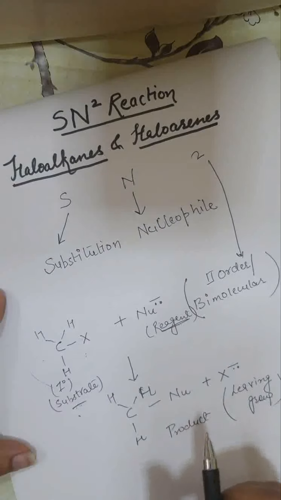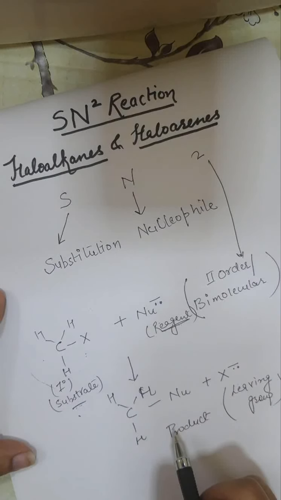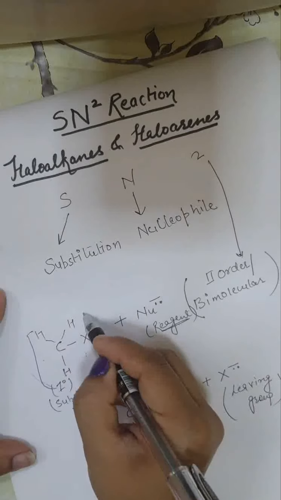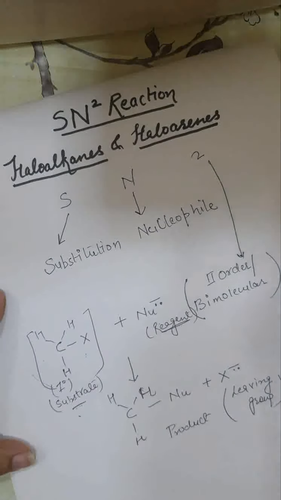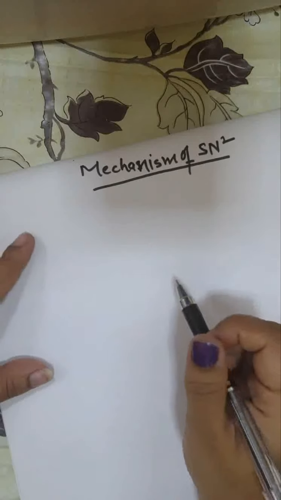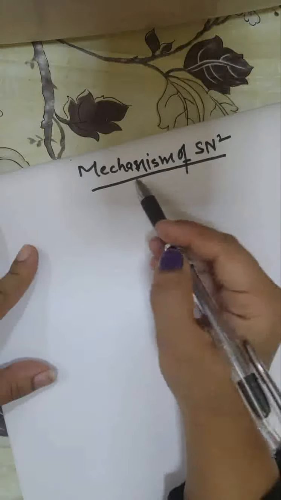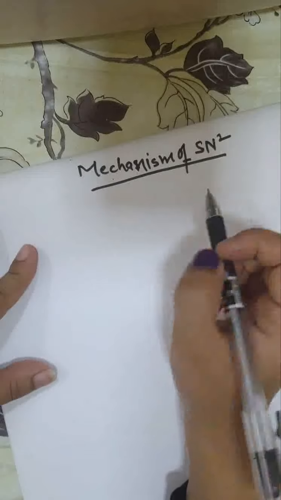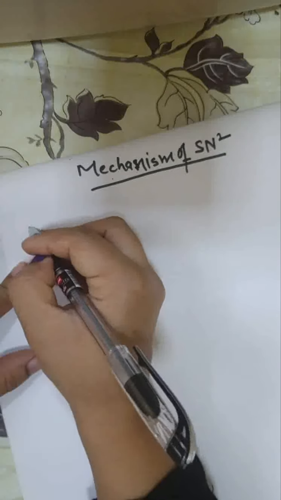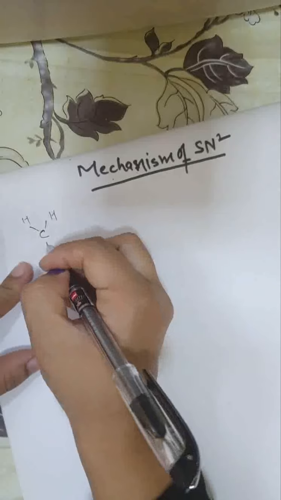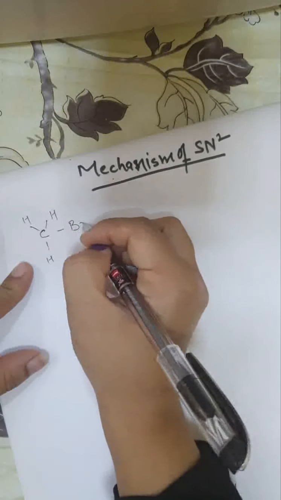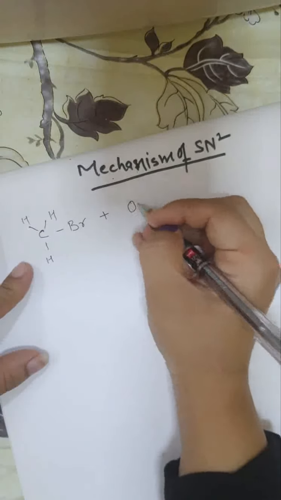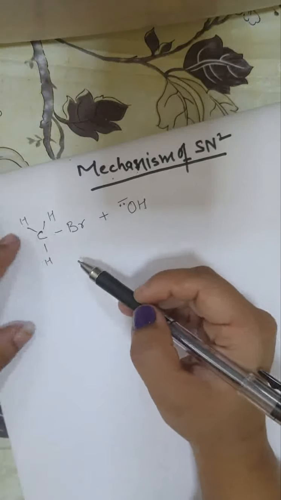Okay. Now we will discuss the mechanism of the SN2 reaction and why this generally occurs in primary alkyl halides. Let us consider an example to understand the mechanism of SN2. Consider methyl bromide, which is the substrate here, and a nucleophile, hydroxide ion. Now the hydroxide ion attacks the methyl bromide. Then the product methyl alcohol will form and the bromide ion will be separated.